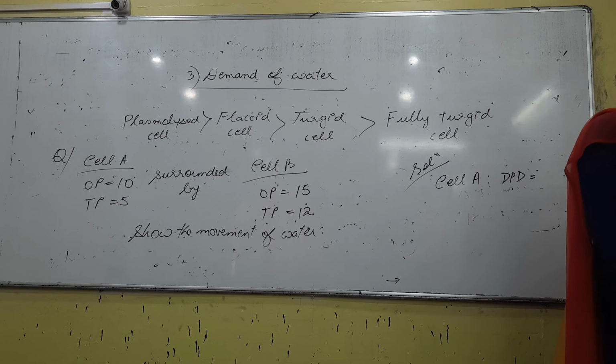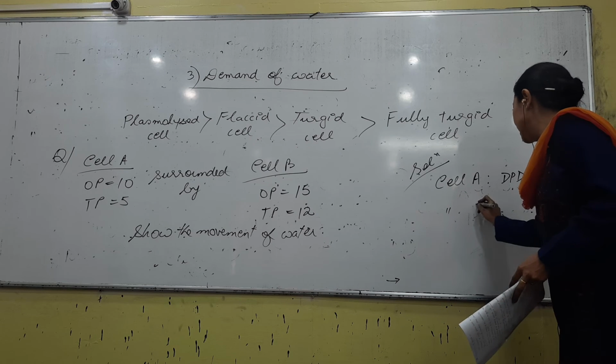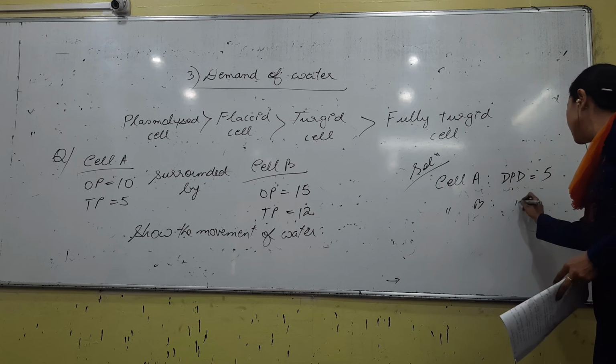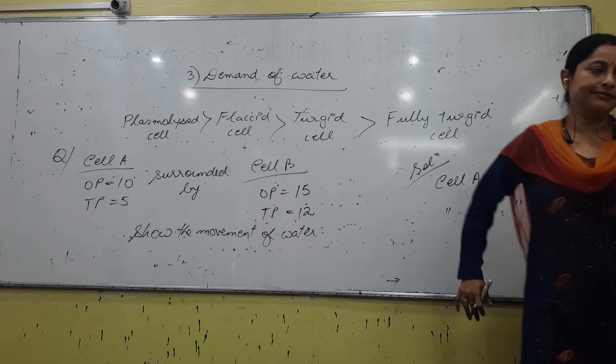Okay, cell A DPD is equal to 5 and cell B DPD is equal to 3, so from where to where will it go?